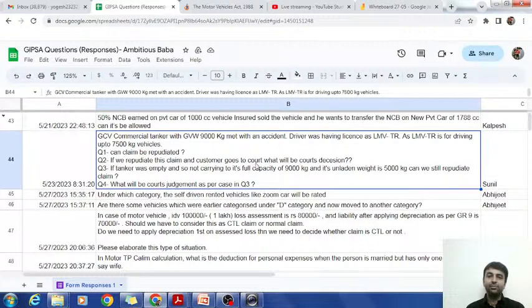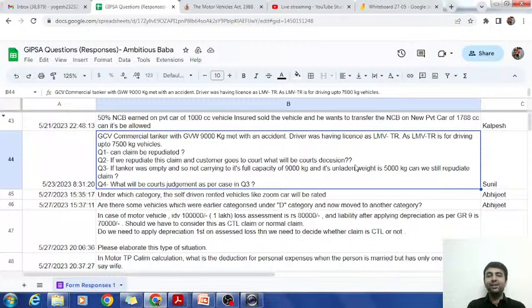If we repudiate, the customer goes to court, what will be the court's decision? Now this question cannot be answered by anyone. What will be the court's decision? Because court decisions are decided, obviously, by the courts. What I can tell you is, this question is a subjective question, it will not come in the exam, but let me tell you how to face this kind of situation. Suppose you know the claim can be 100% repudiated, right?